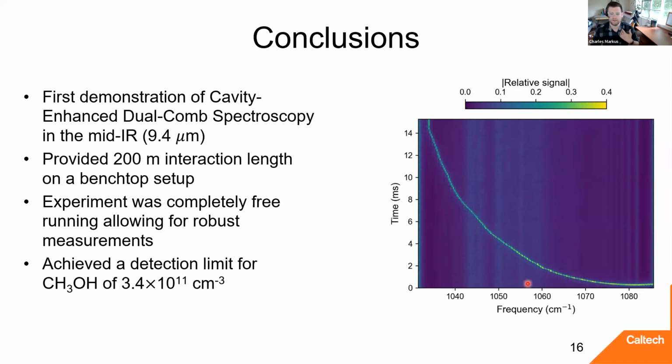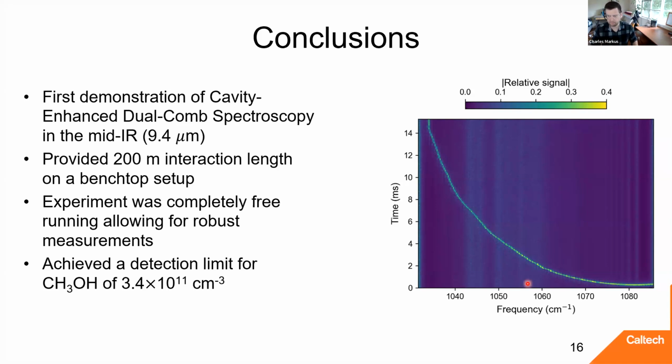So there's no locking to the cavity, no locking the combs to each other. And so this makes it quite a robust measurement without having to deal with a number of servo loops that a lot of frequency comb experiments have to contend with. So this technique could also be very conducive to, let's say, field measurements. And as a demonstration, we did trace measurements of methanol to show that we are able to measure trace species.